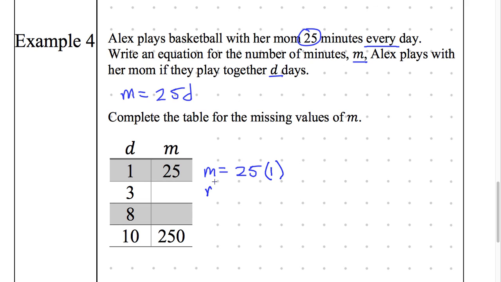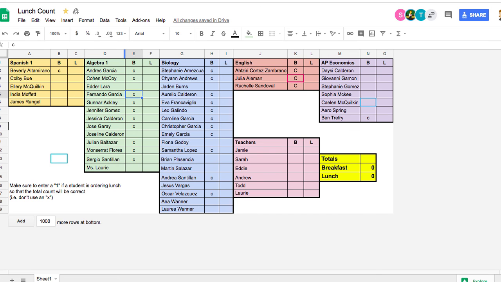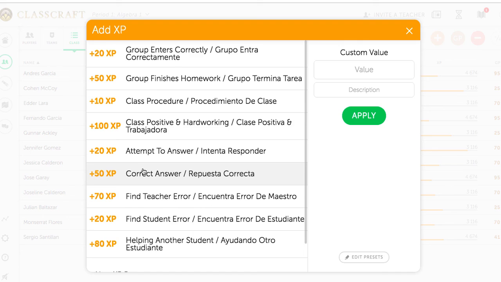So let's try it again. Setting up the same equation. The same equation was m equals 25d, m equals 25, but in the place of d, I'm going to substitute 3. All right, 25 times 3, Josie? 75. There it is. Josie, 50 XP.